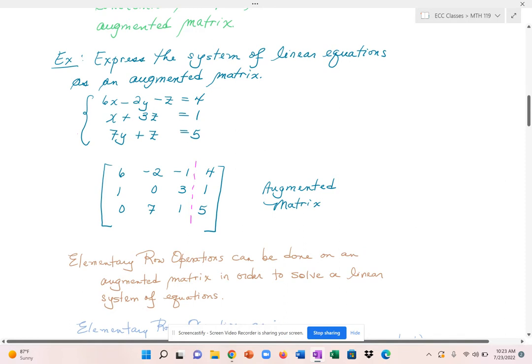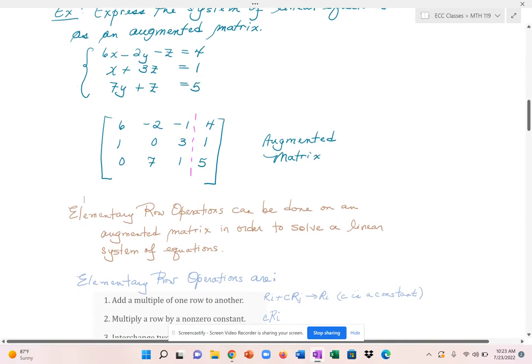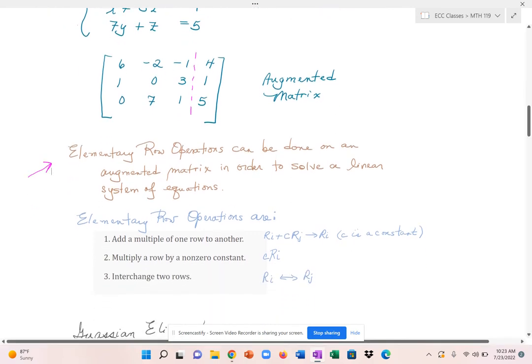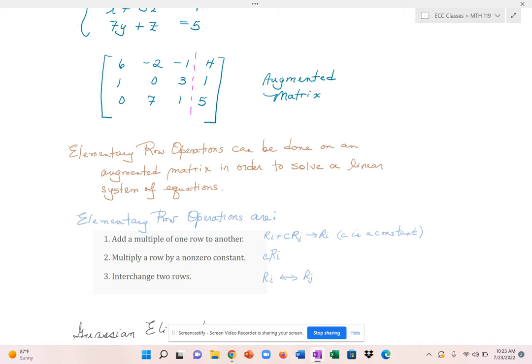And so the methods that we will use require us to understand something called elementary row operations. And that can be done in an order on an augmented matrix in order to solve a system of linear equations. So, what's an elementary row operation? That's when you are adding two equations or two rows, or multiplying a row by a non-zero constant, or switching two rows. So you can do different kinds of operations.